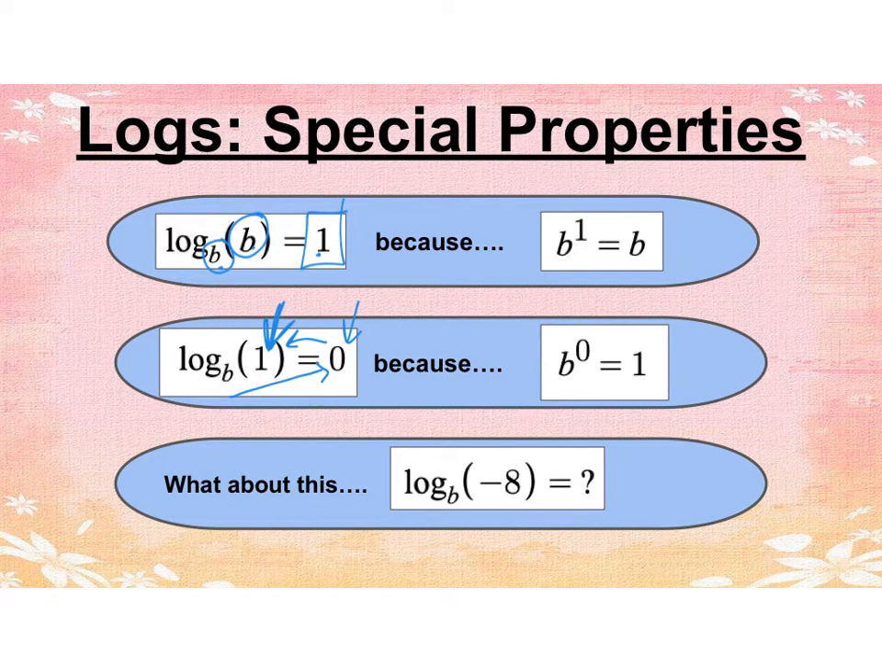And what about this last one, log base b of negative 8? Let's just call this x for a second, and we'll think about our exponent form. b to the x equals negative 8. If x was positive, it would be getting bigger and bigger. If x was negative, I would have a reciprocal. So this is never going to be true. We are not taking the log of negative numbers. When we get to graphing, you'll see that as well.